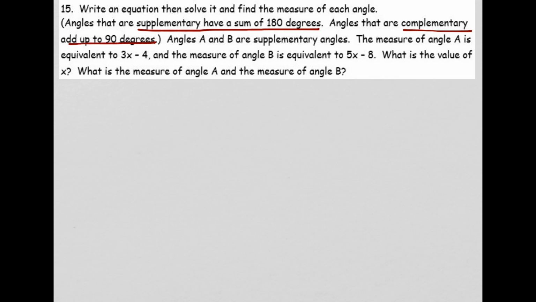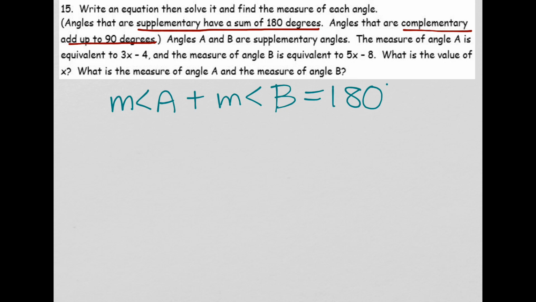Okay, here's the problem. Angles A and B are supplementary angles. I'm going to stop right there. I'm going to say that the measure of angle A plus the measure of angle B is 180 degrees. That's the proper way to write that in geometry. I don't really expect you to write it that way yet. We're going to get there later this year. But I'm telling you that two angles are supplementary. That means they add up to be 180 degrees. So if I add their measures together, it will equal 180 degrees.